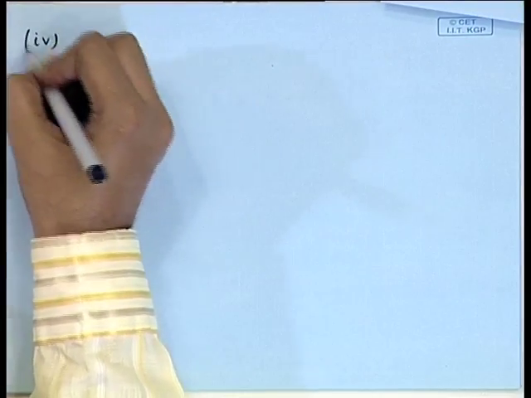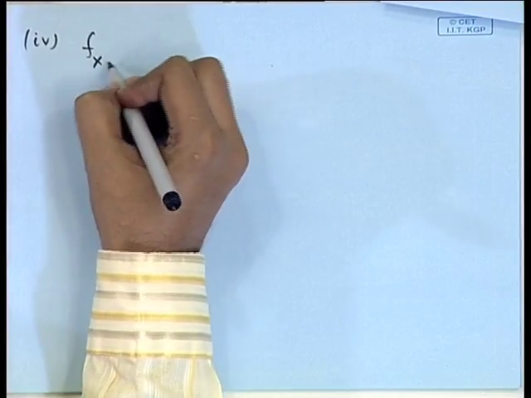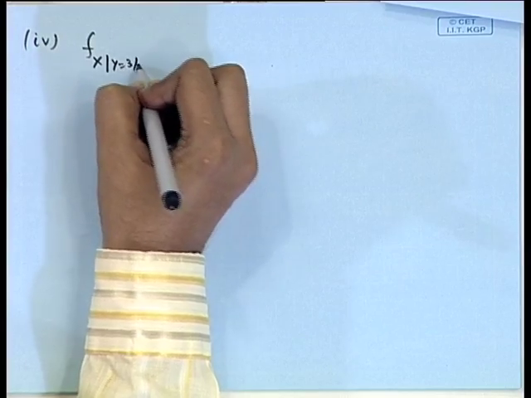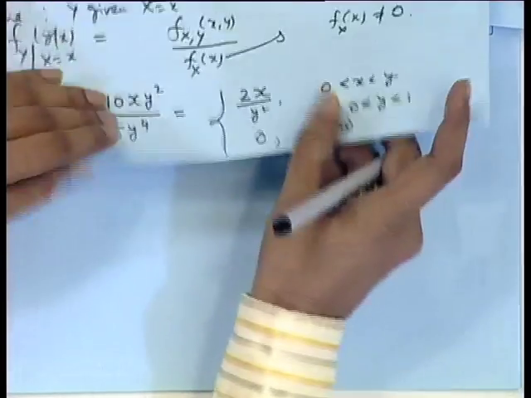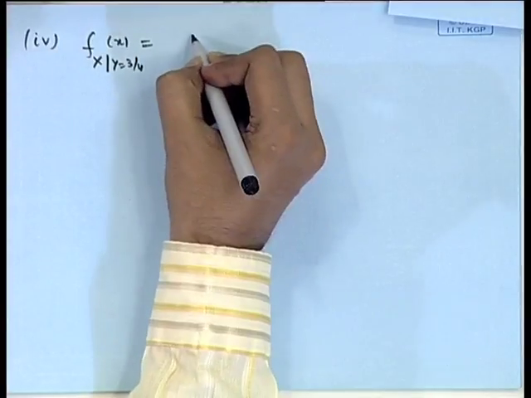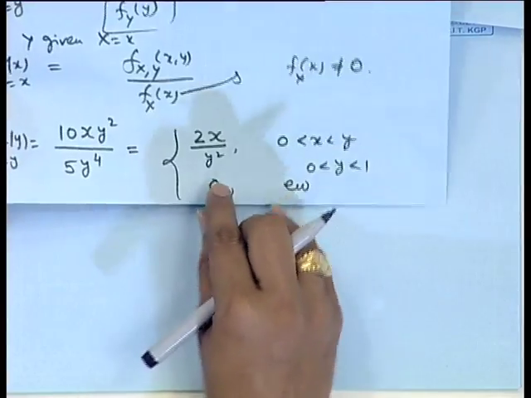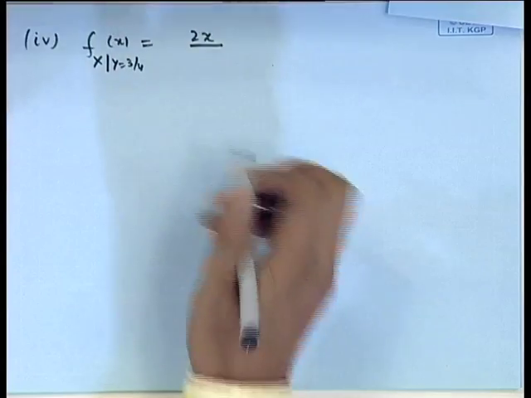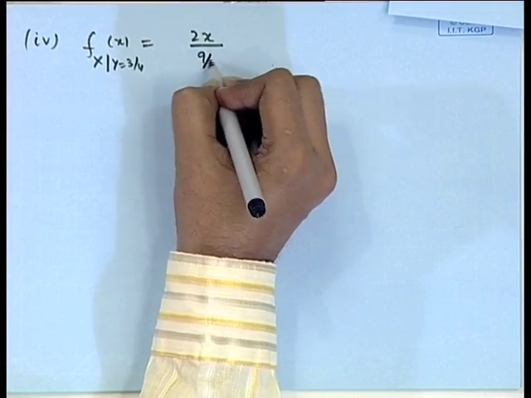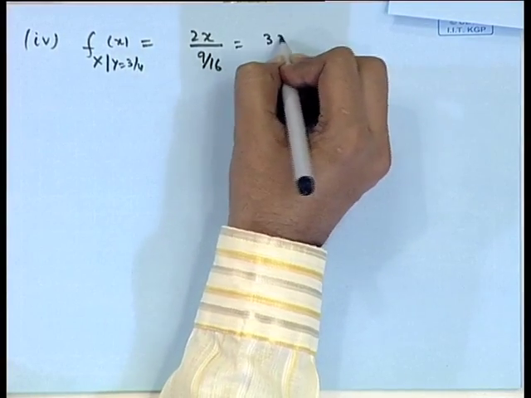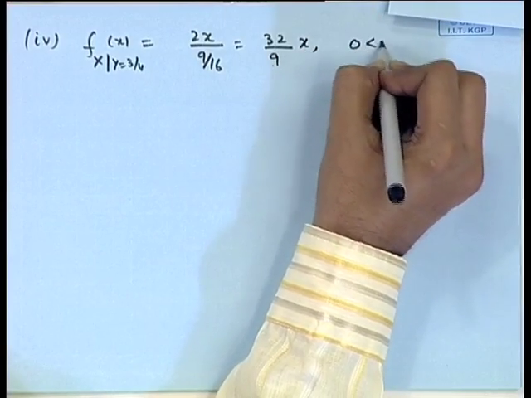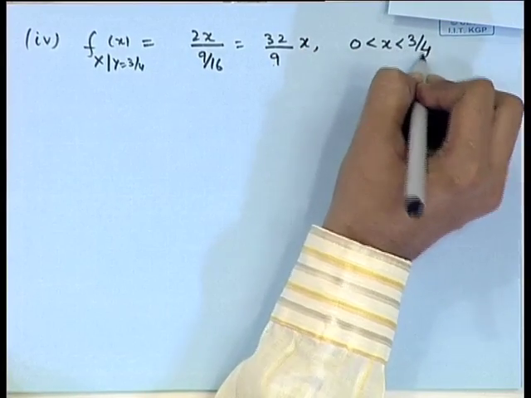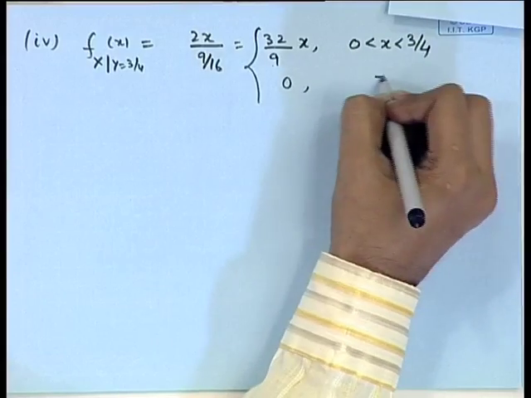So, firstly we write down the conditional distribution of x given y is equal to 3 by 4. This is obtainable from here. This is 2x divided by, in place of y we put 3 by 4. So, we get 9 by 16, that is 32 by 9 x for 0 less than x less than 3 by 4 and 0 elsewhere.